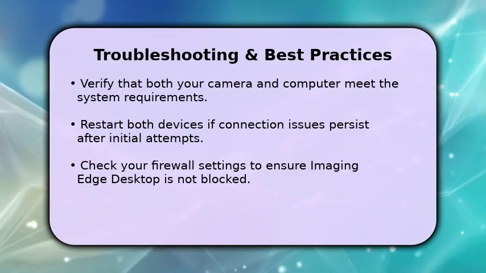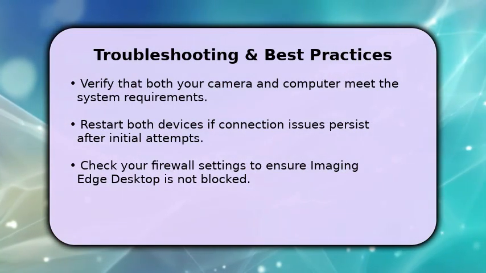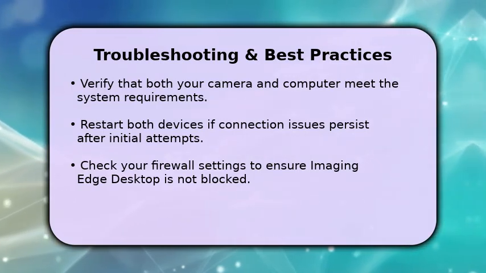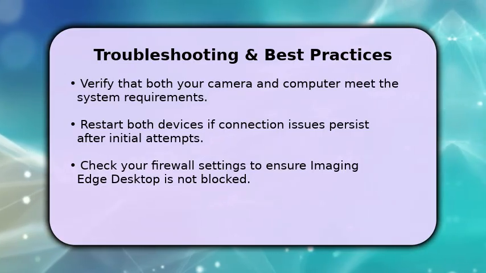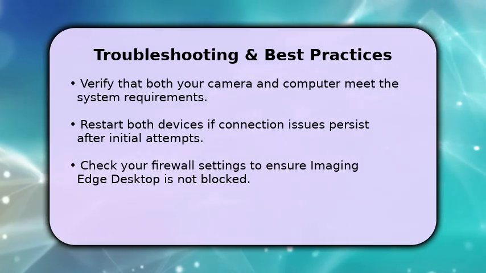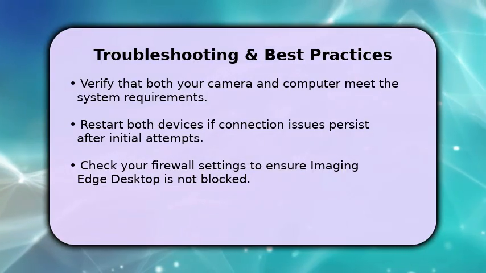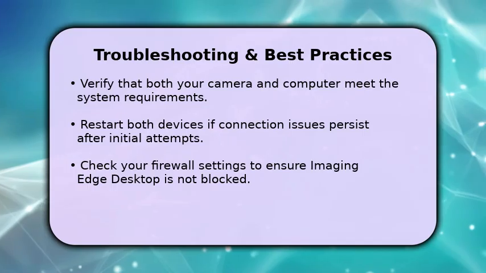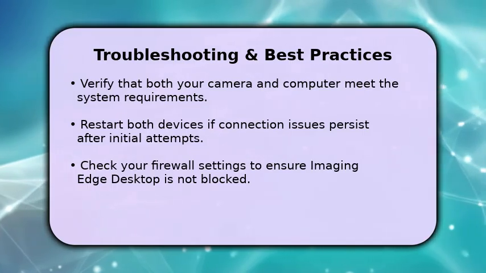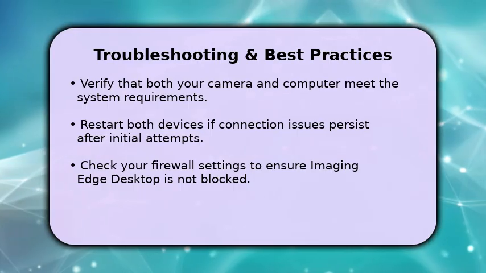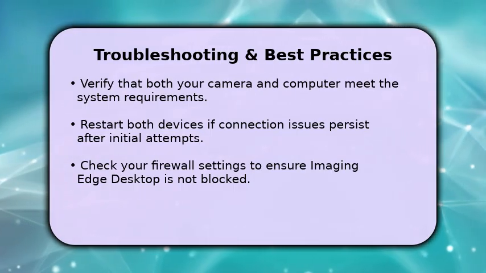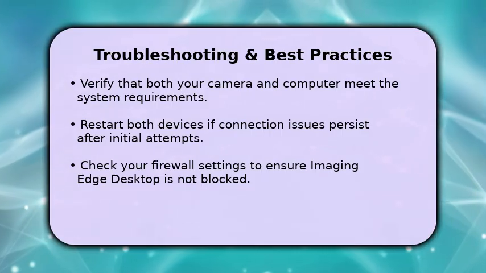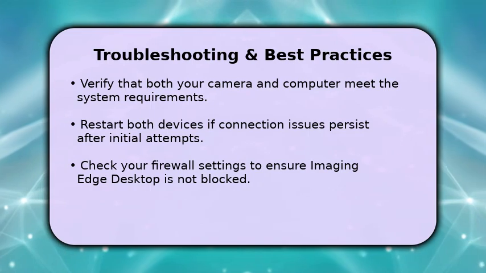If you encounter connection issues, start by verifying that both your camera and computer meet the minimum system requirements for Imaging Edge Desktop. Sometimes, a simple restart of both your camera and computer can resolve minor glitches. Also, check your computer's firewall settings to ensure that the Imaging Edge Desktop application is not being blocked from establishing a connection. These steps often resolve common problems, helping you achieve a stable and reliable connection for your imaging workflow.